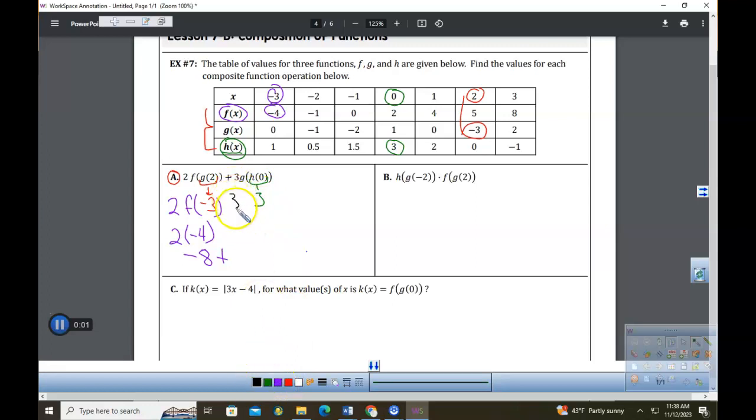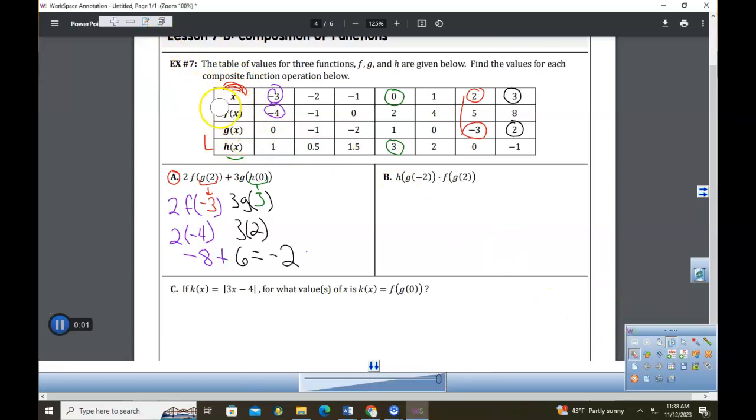And then I'm going to do 3g of 3. So I look at g, I plug in 3, I get 2. Plug in 3 for g, I get 2. So that's 3 times 2, which is 6. Negative 8 plus 6 is negative 2. So remember, we're using this table. This top row tells me what I'm plugging into this function.